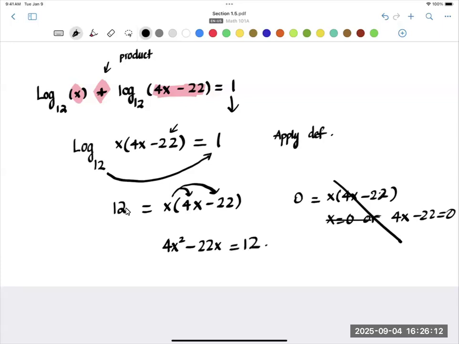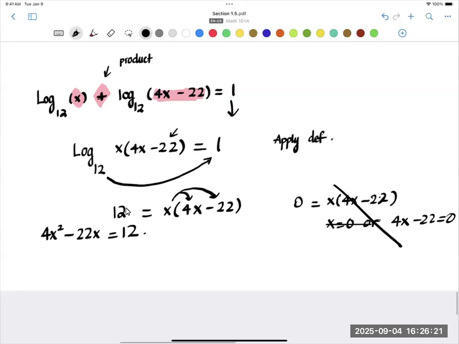Now we're going to find a way to solve this. Remember, you can factor this or you can use the quadratic formula. In order to use the quadratic formula or factor, I have to bring everything to one side. So I have 4x squared minus 22x minus 12 equal to 0 by subtracting 12 on both sides. I'm going to use the quadratic formula where my b is negative 22, and my c is negative 12.